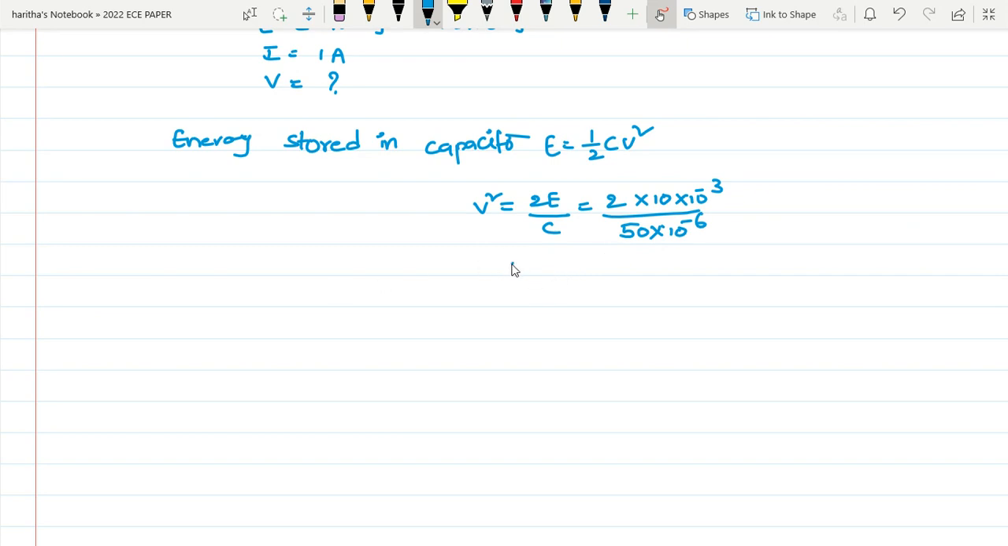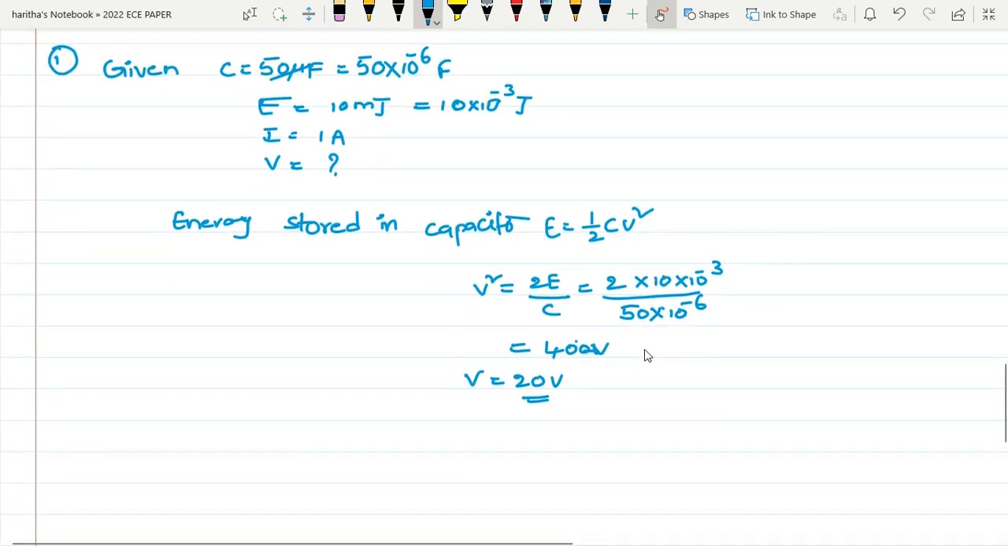So by calculating, we will get V square is equal to 400 volts. So from this, V is equal to under root 400, that is equal to 20 volts. So this is the voltage across the capacitor. So in part A, the theory problematic questions are over. Next, coming to part B.